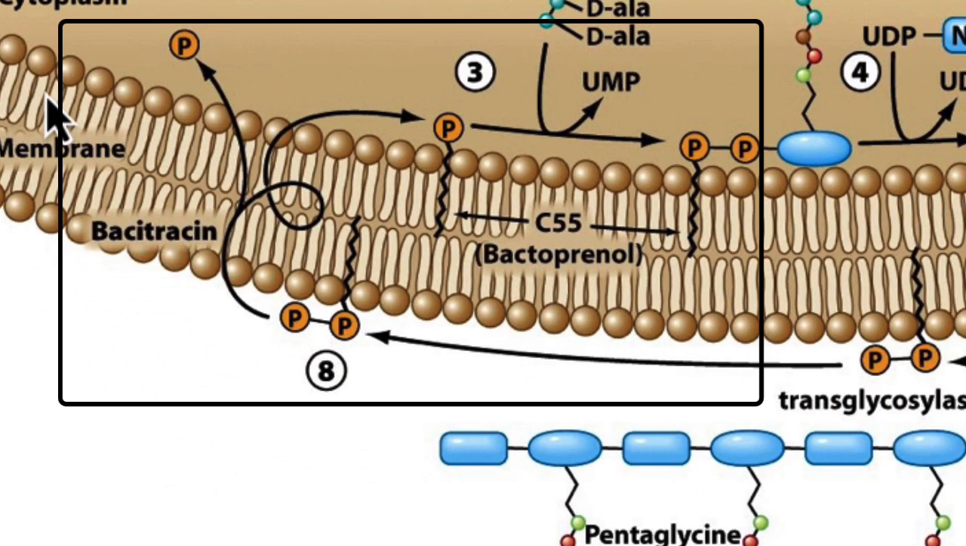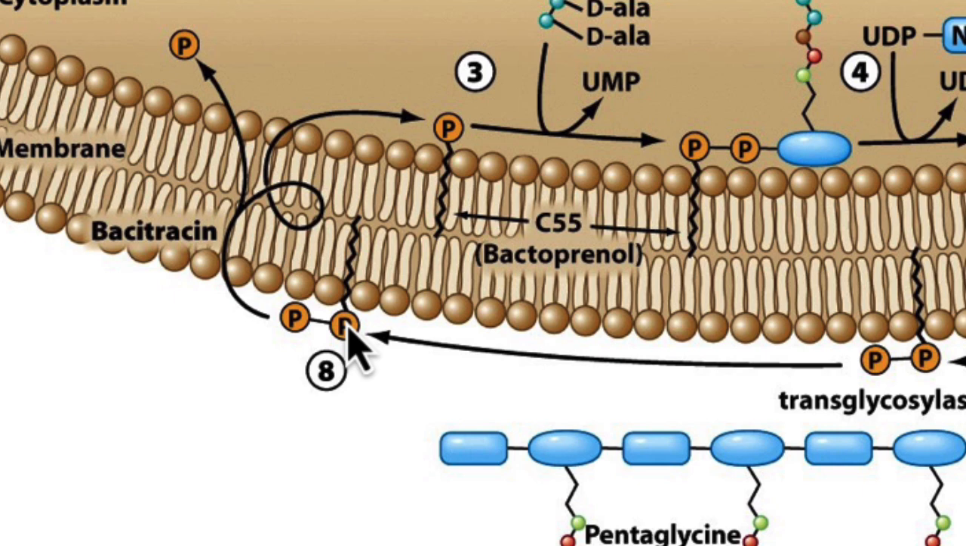Bacitracin, shown right here, blocks the flipping of the membrane carrier of peptidoglycan monomers. You can see that right here. It's this little two phosphates in this little short alkyl chain. This is called bactoprenol, and this is what peptidoglycan is built on. This is blocked, and therefore you can't synthesize peptidoglycan.